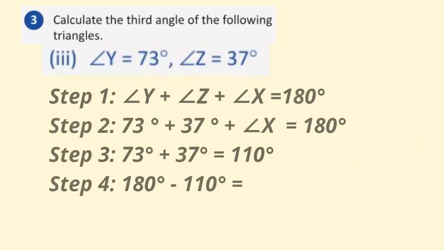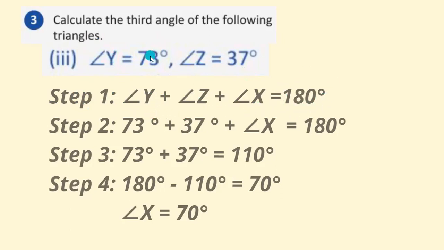Calculate the third angle of the following triangles. Angle Y is equal to 73 degrees and angle Z is given as 37 degrees. We are going to find the third angle, which will be X. I'm taking the third angle as X. In step 1, add all the three angles; the sum of the angles should be 180 degrees, using the angle sum property.